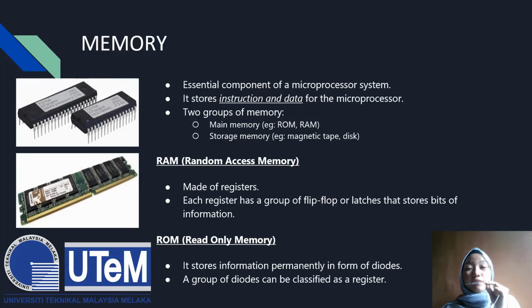RAM, we read it as random access memory. It is made of registers. Each of the registers has a group of flip-flops or latches that stores a bit of information. Next, ROM. ROM, we read it as read-only memory. It stores information permanently in the form of diodes. So, a group of diodes can be classified as a register. So, a register is basically a group of diodes.